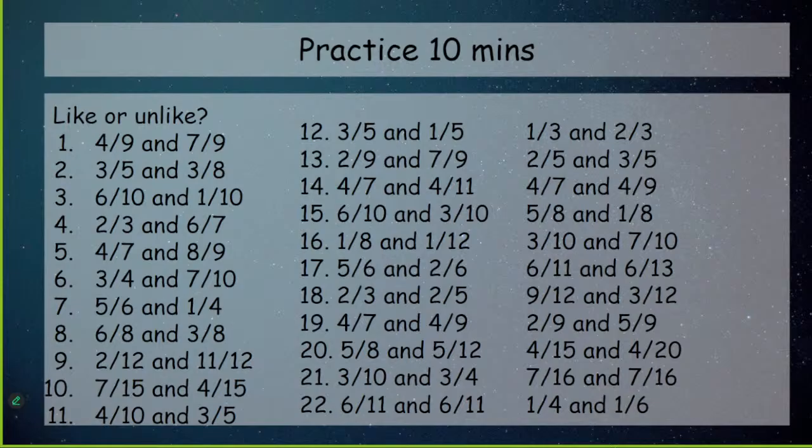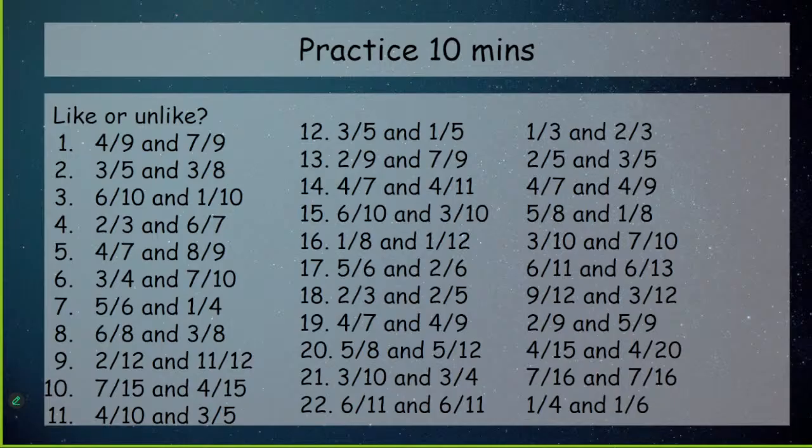Now we have a 10-minute practice. Here are a bunch of examples of fraction pairs. And you don't have to write everything on your paper. Just write the number, and next to the number, write whether the fractions are like or unlike, okay? For example, if I have 4/9 and 7/9, I would decide whether the fractions are like or unlike.